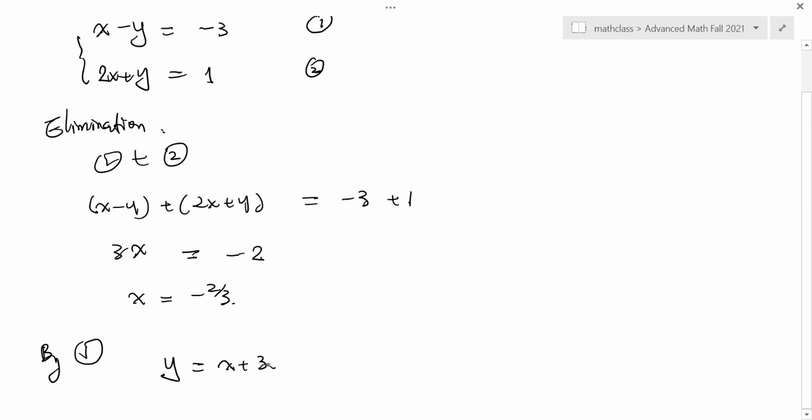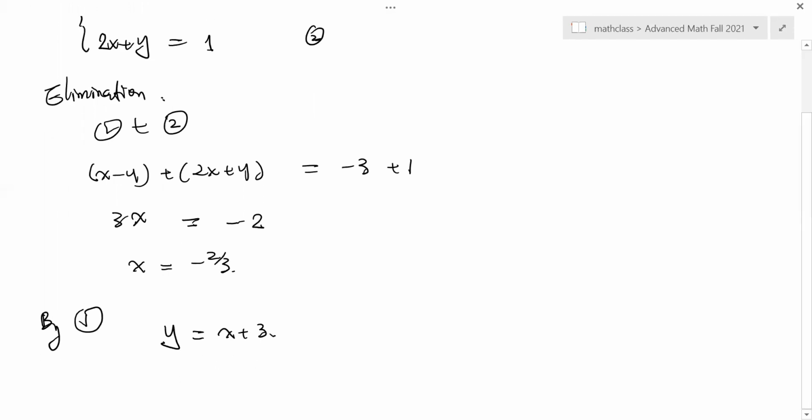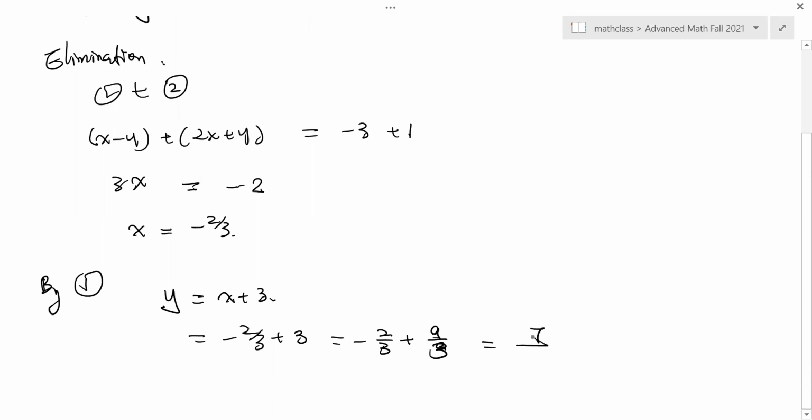x plus 3. You move y to the right-hand side, you move negative 3 to the left-hand side. You already know the x value, so you can add them together. So it's 9 over 9, and 3 over 9, and 9 over 3, so you get 7 over 3. So that is the answer.